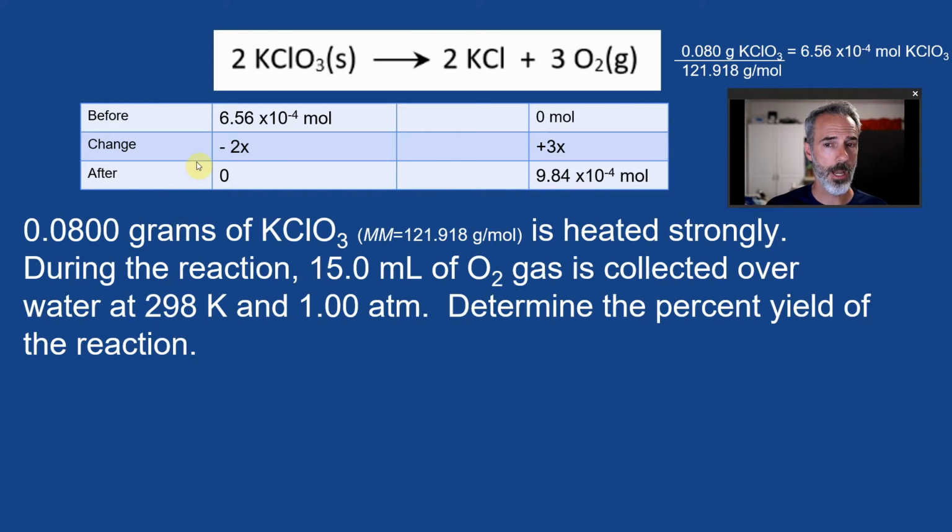So I take my moles of potassium chlorate. It's the only reagent, so it has to be the limiting reagent, so it completely gets consumed. And my oxygen goes up by 3x, starting from 0 because it's a product. And I make 9.84 times 10 to the minus 4th moles. So that is the theoretical yield.